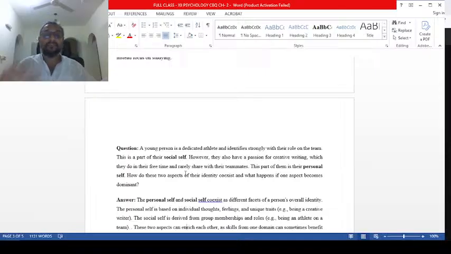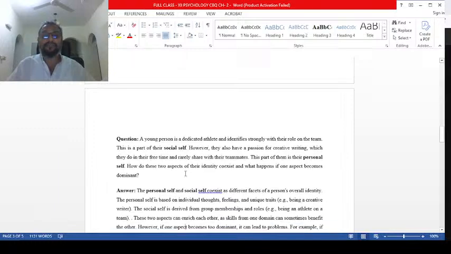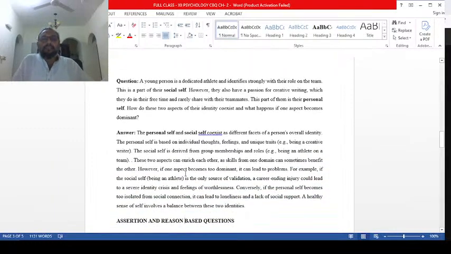How do these two aspects of their identity coexist, you see? The personal self and social self coexist as different facets of a person's overall identity. The personal self is based on individual thoughts, feelings, and unique traits. What do you actually think about yourself? What are your personal qualities? What are your strengths? Whereas the social self emerges in relation with others. Being an athlete on a team, these two aspects can enrich each other. It's a really higher order thinking question, as skills from one domain can sometimes benefit the other.